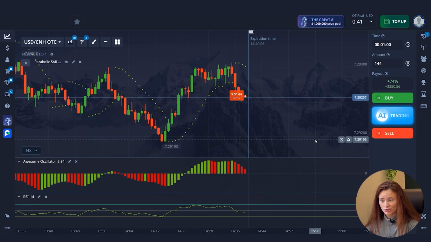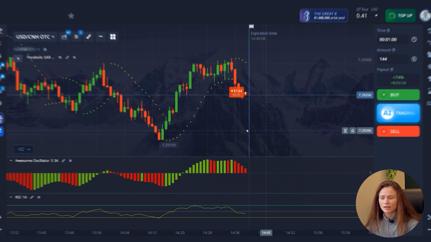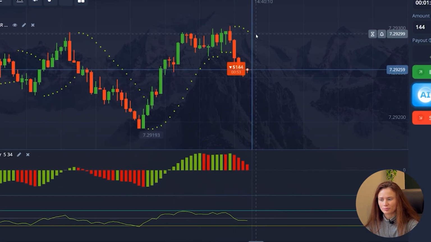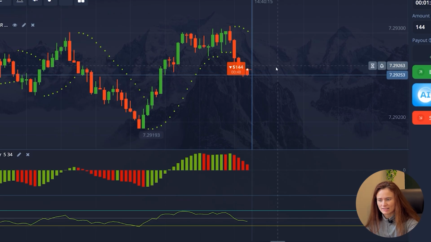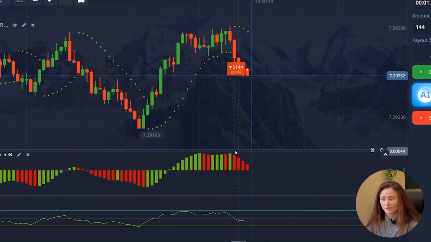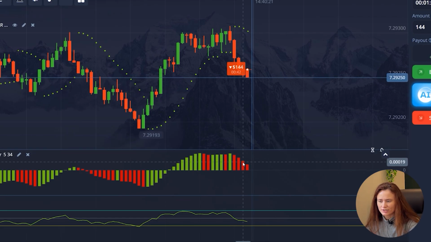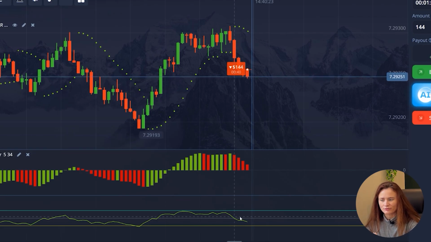As you can see, the situation is similar to the previous one. Above the chart appeared several points of the parabolic SAR indicator, the price began to fall. The awesome oscillator indicator confirms the main signal, the graph of the indicator began to decrease, several red bars closed. The RSI indicator line is already below 50, which also confirms the reliability of the situation.